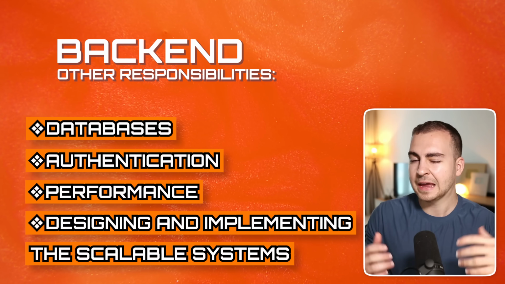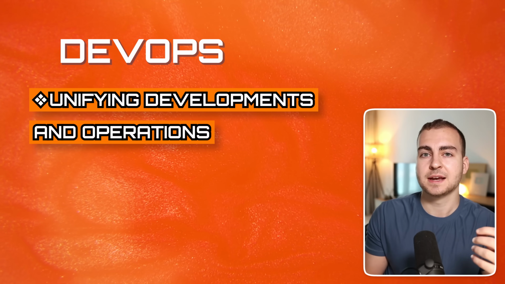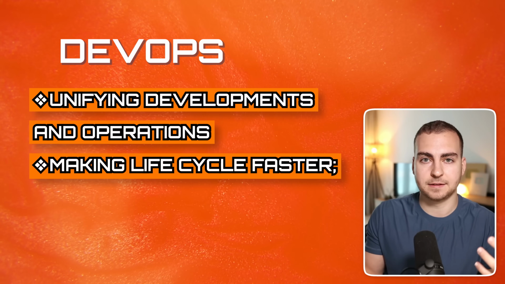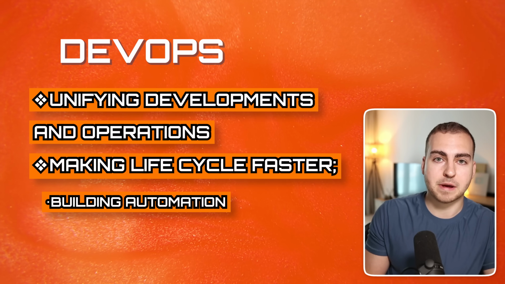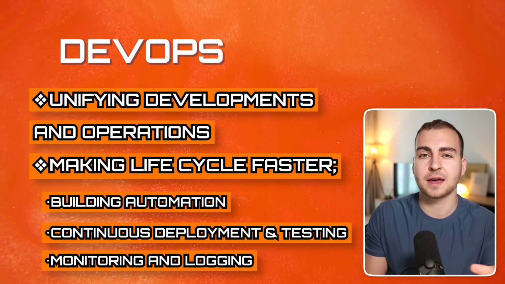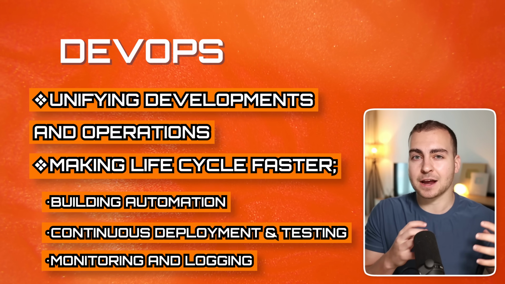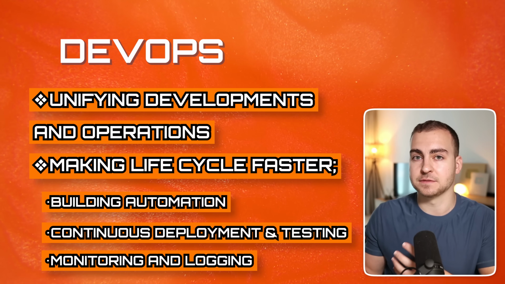And then we have DevOps, which is about unifying development and operations. DevOps is all about making the lifecycle faster by building automations, doing continuous deployment and testing, monitoring and logging, and really being responsible for all of the operations you need to perform to actually bring a product into the hands of users. Now, regardless of which of these paths you choose, you'll eventually do some DevOps work.